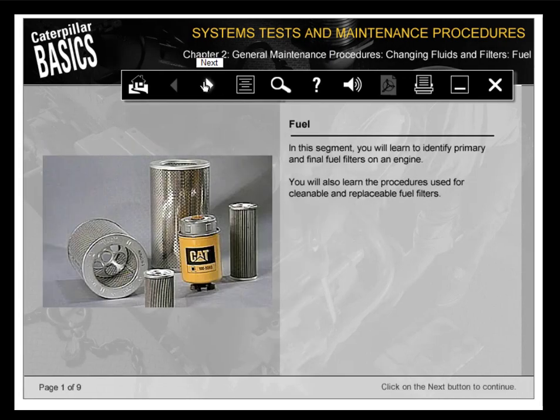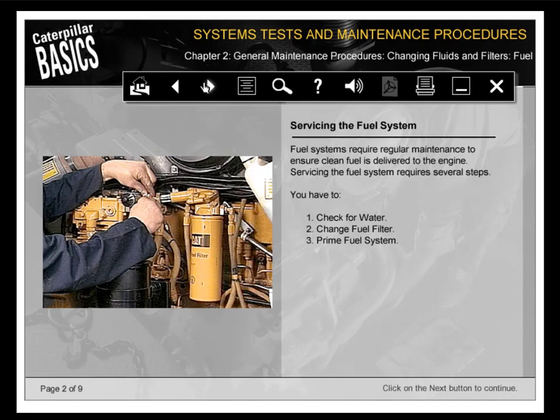In this segment, you will learn to identify primary and final fuel filters on an engine. You'll also learn the procedures used for cleanable and replaceable fuel filters. Fuel systems require regular maintenance to ensure clean fuel is delivered to the engine. Servicing the fuel system requires several steps. You have to check for water, change the filter, and prime the system to remove air.